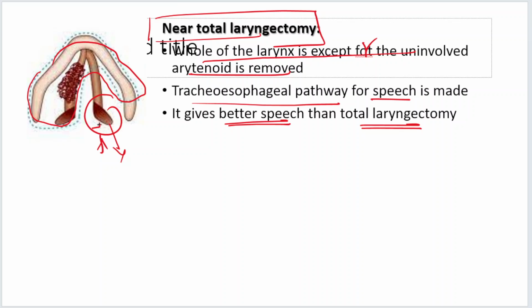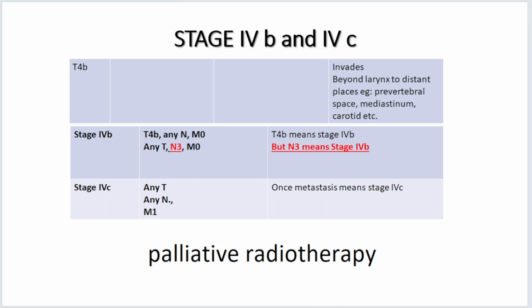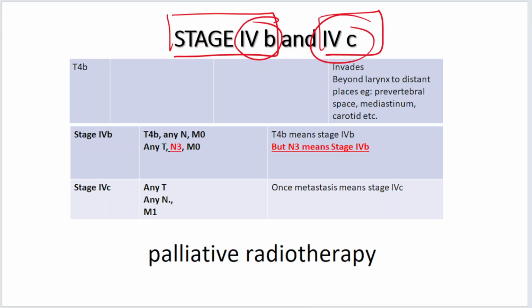So at every possible step, you ask, what can I do for this patient? Can I do something so that his voice is a little better? You only think about it throughout the way. Now, coming to the last and the final stages, these are the real unlucky patients. You can't do anything about these patients. Stage 4B and stage 4C.